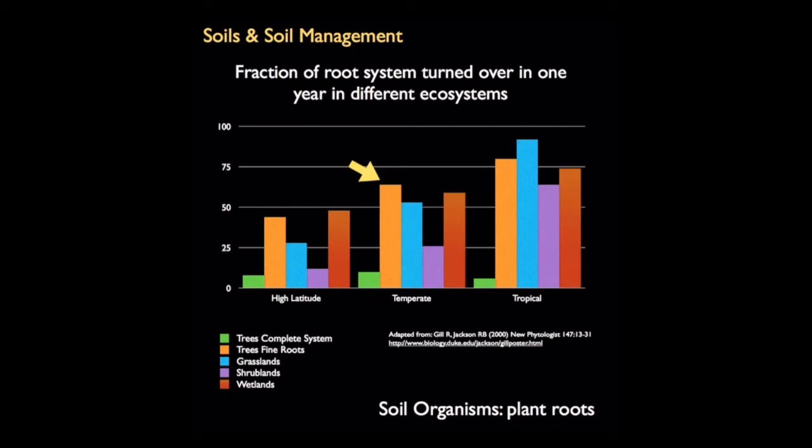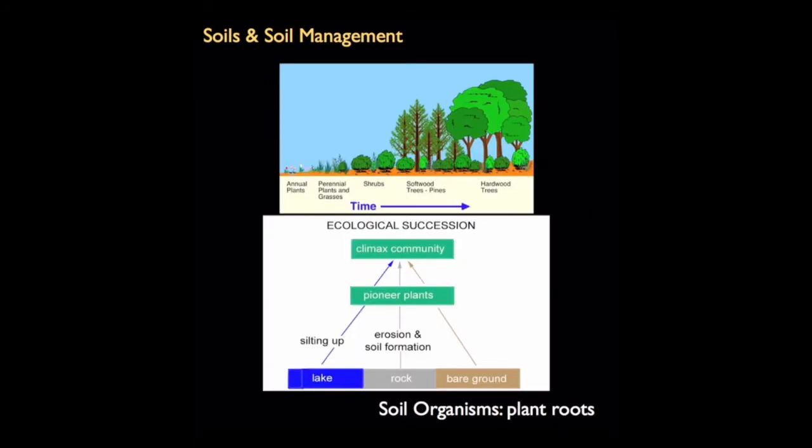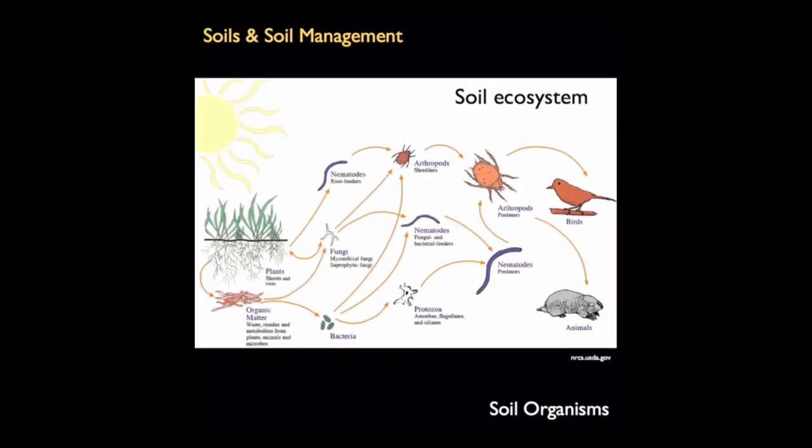The proportion is even higher for the fine roots of tropical trees. So, like the other organisms, plants contribute to the formation of their own soil environment. The ecological succession of plants is the result of the soil types formed by preceding species. Clearly, soil ecosystems are complex. They are not completely understood, and they are also very dependent on the organisms living and dying in them.